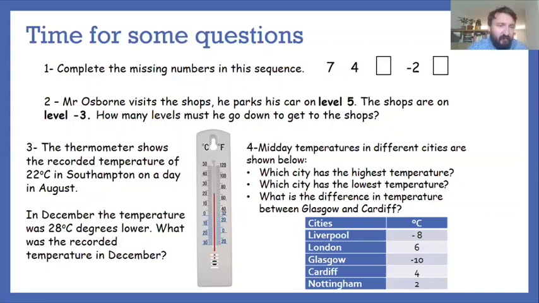The thermometer shows a recorded temperature of 22 in Southampton on a day in August. In December, the temperature was 28 degrees lower. And then finally on question 4, the midday temperatures in different cities are shown below. What's the highest temperature? What is the lowest temperature? And what is the difference between Glasgow and Cardiff? Pause the video. I'll see you in a few minutes, and then we'll go through these together.